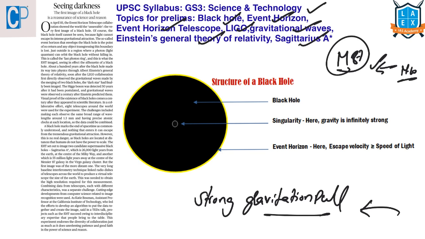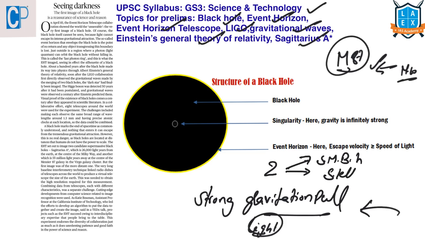This black hole is an object in the space with this strong gravitational pull, and at this force even the light cannot escape, because no light can escape. This is black and invisible. There are two types of black holes. One is supermassive black hole and the other one is stellar black hole.